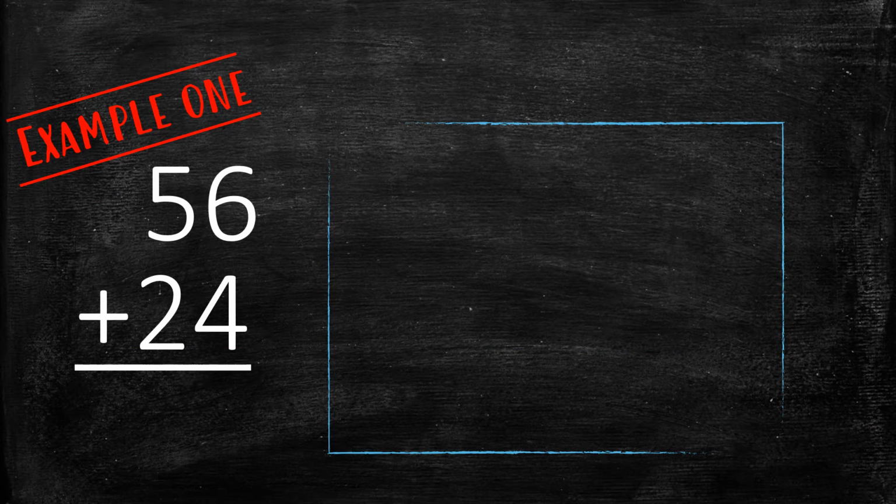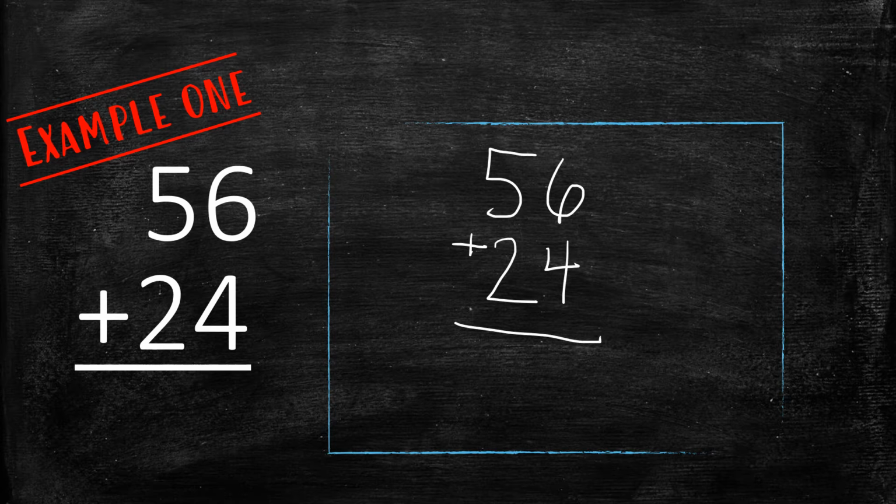Example 1 reads 56 plus 24. So the first thing I'm going to do is rewrite 56 plus 24. I tend to like to rewrite my problems so that I can get my mind mentally prepared to solve the problem. So I'm going to remind everybody that when you're doing multi-digit addition, you always start on the very far right-hand side.